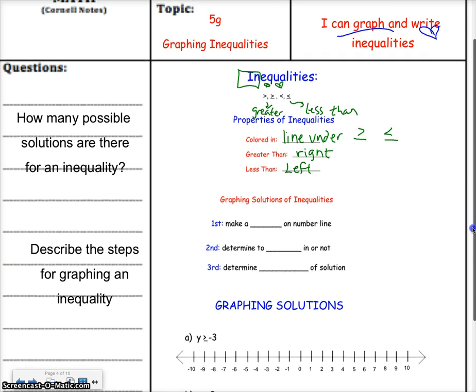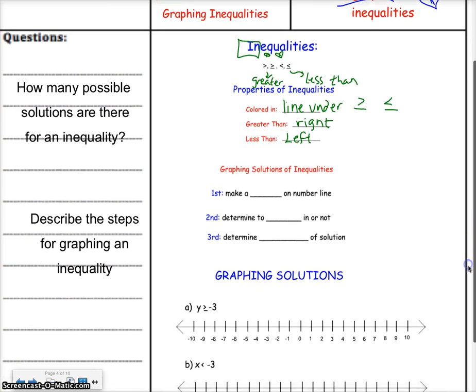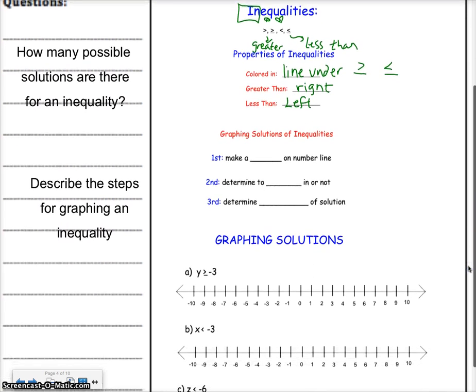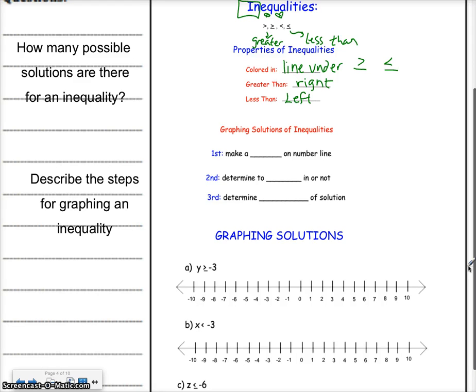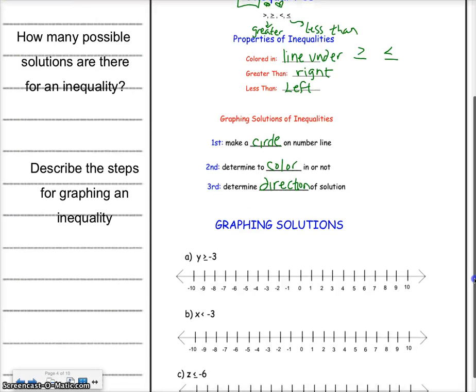So here are the steps. Again, our learning target number 1: you can graph inequalities. What you want to do is make a circle on the number line, determine if you're going to color it in or not, and then determine the direction that you go. And then you graph it. So make a circle, color it in if you have to, and then go the direction it needs to go.